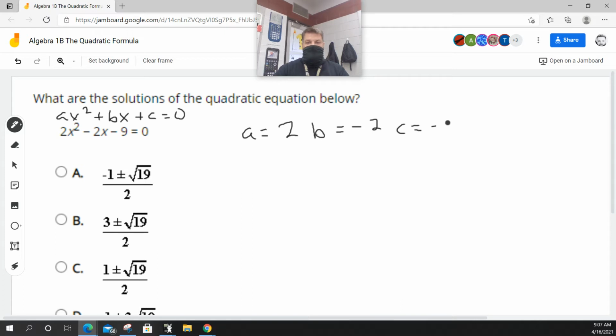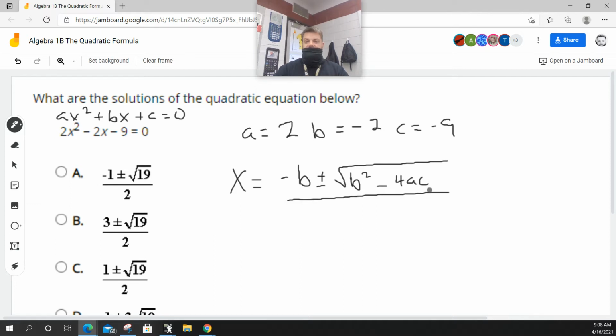Very good. Who can tell me the formula off the top of their head? It's written on your paper. I don't care if you look at your paper. Negative B, plus or minus, square root, B squared, minus 4AC, over 2A. Good.